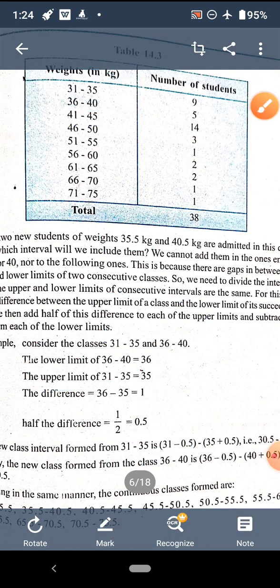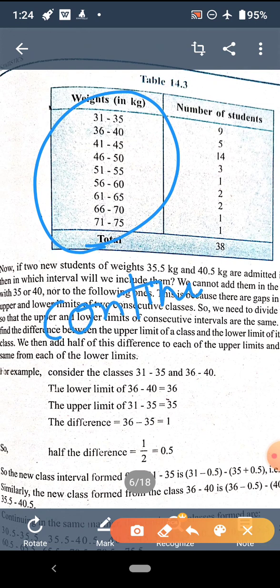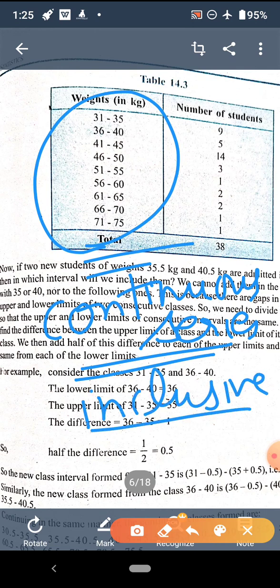So what we have to do, beta, this type of series is known as a continuous series. What is this type of series, beta? Continuous. But this is an inclusive series. Whenever the question is an inclusive series, what you have to do? You have to change it into an exclusive series.